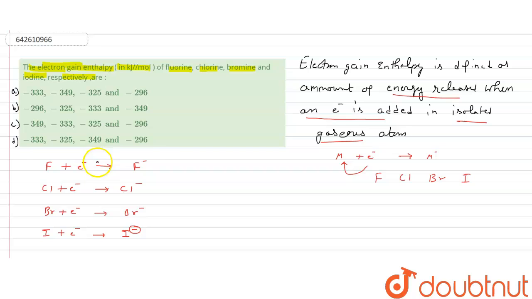Now you see the electron gain enthalpy order of these halogens is like this: chlorine, then fluorine, then bromine, and then iodine.